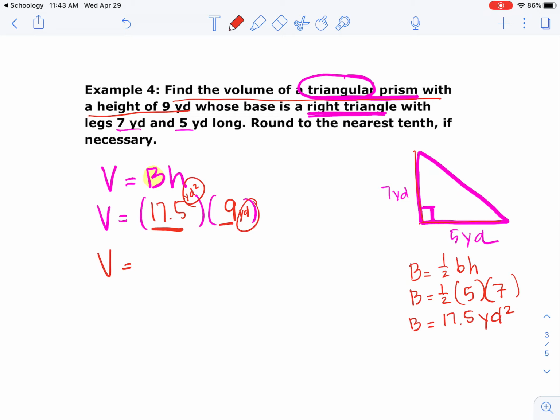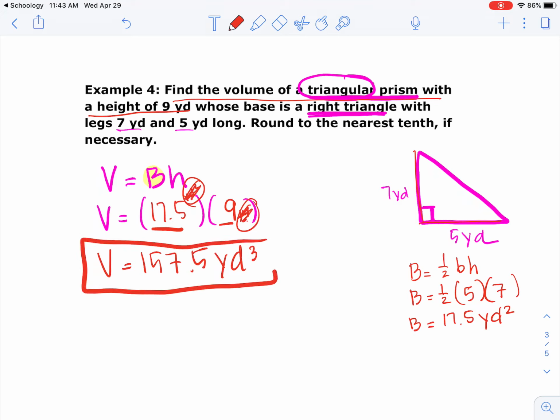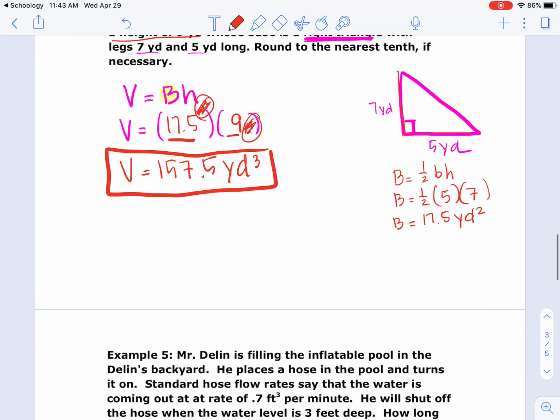Volume equals, I'm going to put this in my calculator, 17.5 times 9, 157.5, and then yards squared times yards is yards cubed. So I don't usually write this in there because I just know volume's yards cubed, but I want you to know where it comes from.